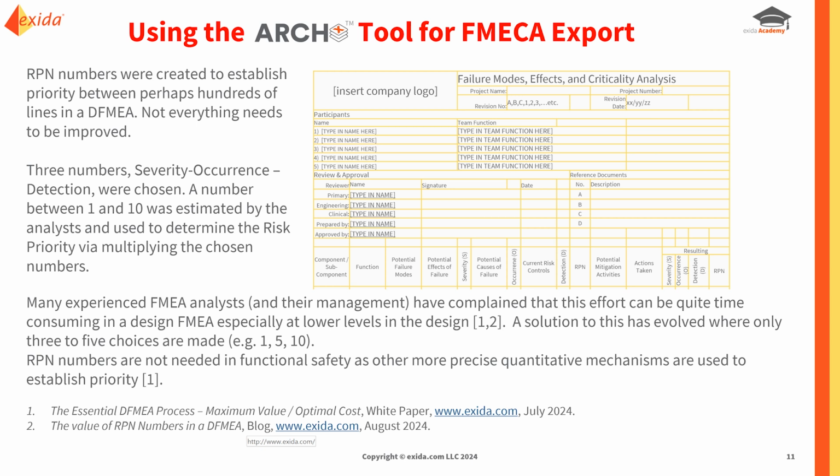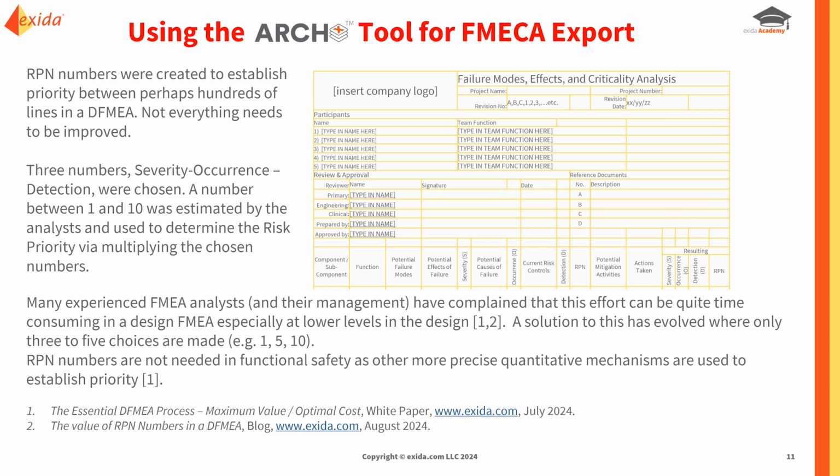Problem is, over the years, many experienced FMEA analysts and their management complained that in the context of a DFMEA for a design, an architecture design, this was very time-consuming, and many of the hours were spent discussing why it should be a 4 or a 5 or a 6. And if you don't have a rude facilitator who tells you to stop, this can really consume a lot of time. Naturally, a solution to the problem has evolved where only 3 or 5 choices are made.